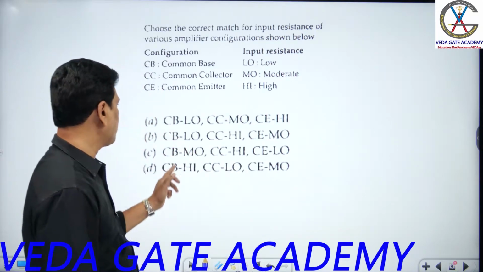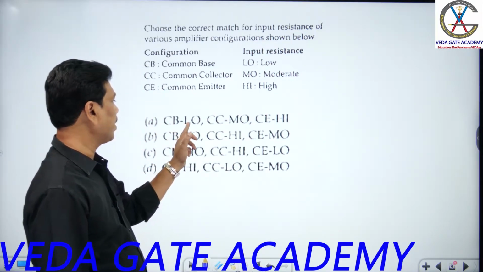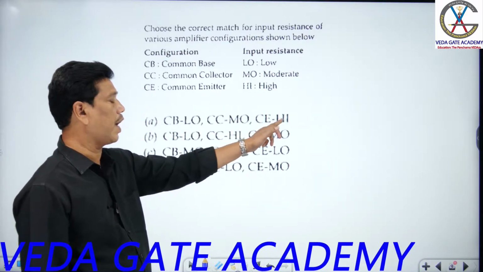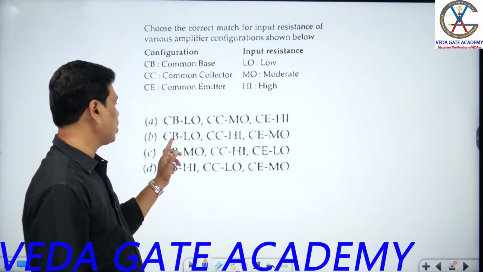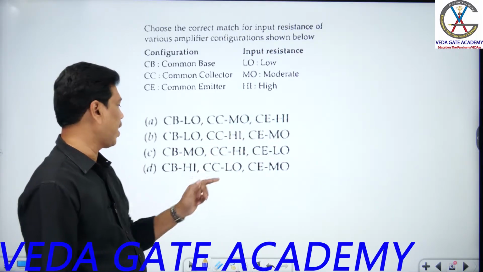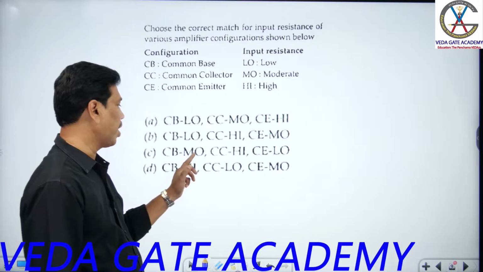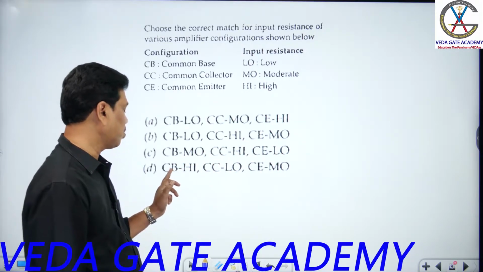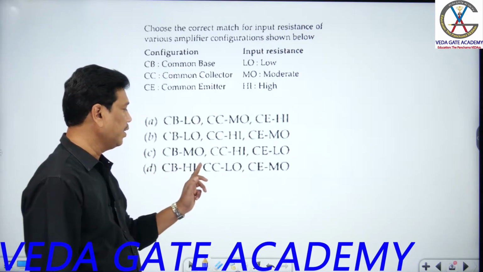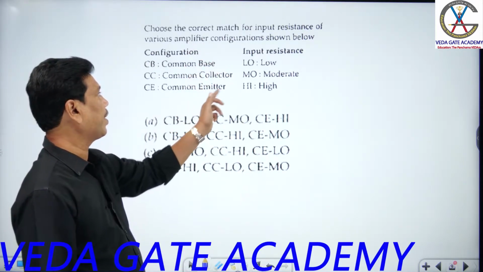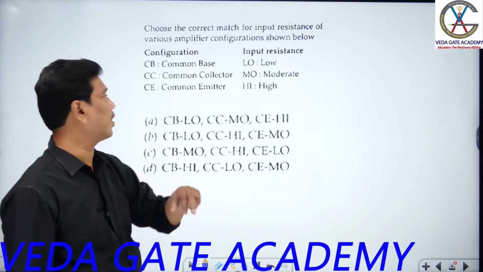So options given students. First option CB low value, CC moderate value, CE high value. Next option CB low value, CC high value, CE moderate value. Next option CB moderate, CC high, CE low. Okay. Next option students, last one CB high, CC low, CE moderate. So for these configurations, what are the input resistances is asking students.